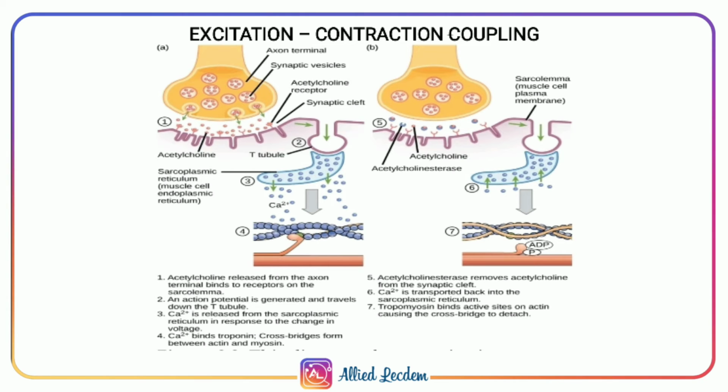The calcium ions then move towards the actin filament to produce contraction. Thus, the calcium ions form a link or coupling material between the excitation and the contraction of the muscle. Hence it is known as excitation contraction coupling reaction. Then, the role of troponin and tropomyosin.